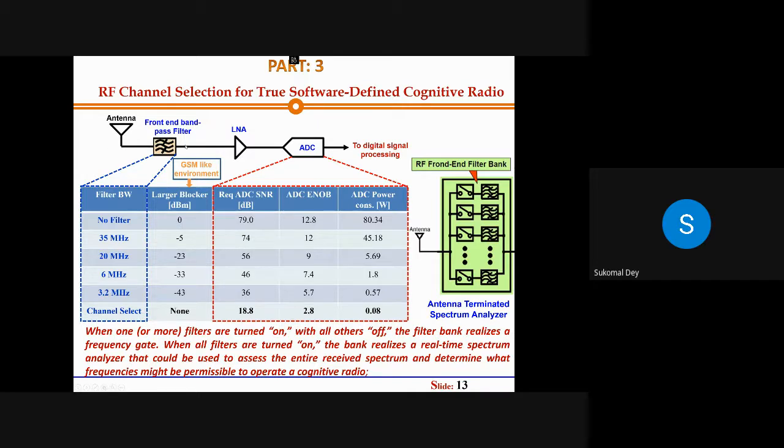If you look at this, there is one block diagram over here, and different numbers are given. With respect to the filter bandwidth, you can see that there is a blocker, there is an ADC, SNR, and there is an ENOB. ENOB means effective number of bits, of the ADC. If you look at the filter bandwidth, as you reduce it from 35 megahertz to 3.2 megahertz, you can see the ADC power consumption is also reduced.